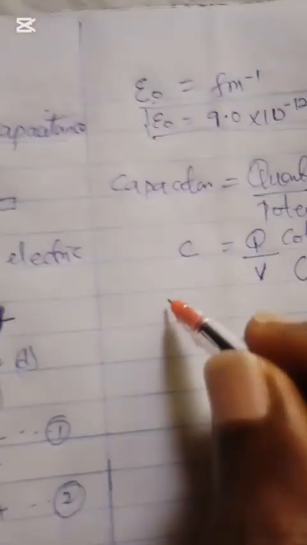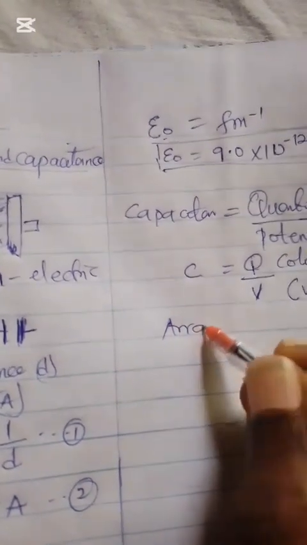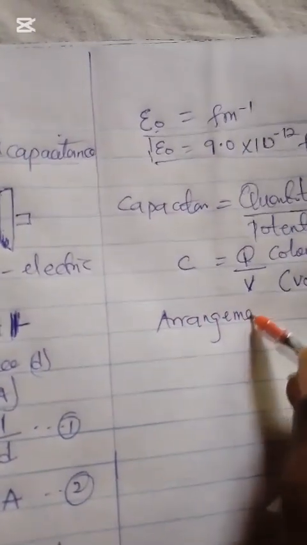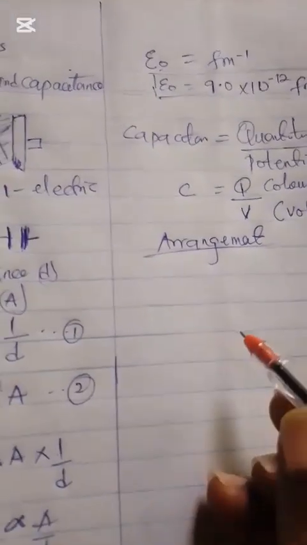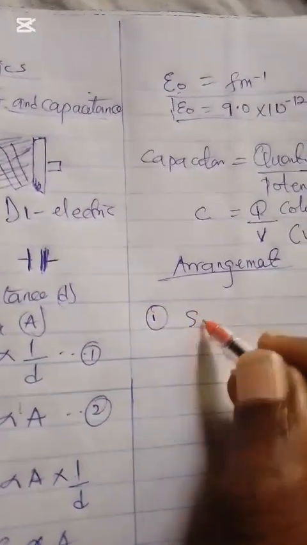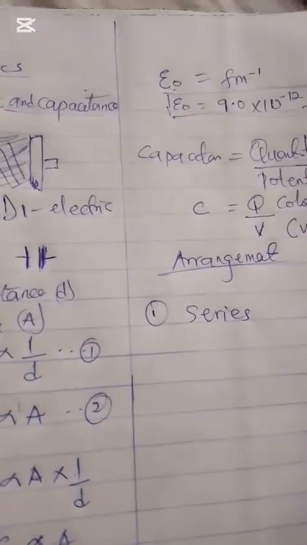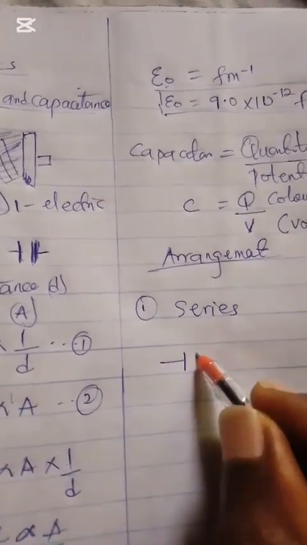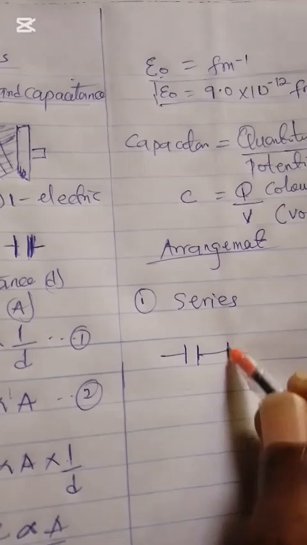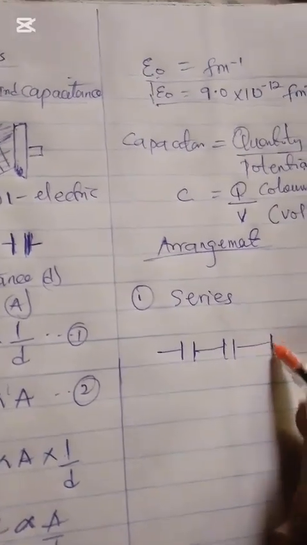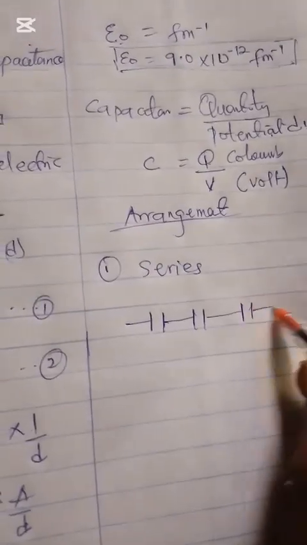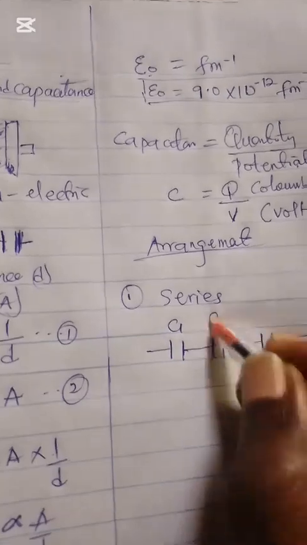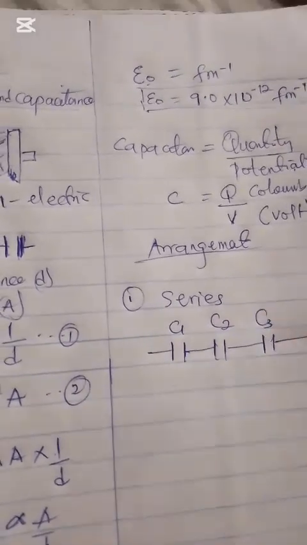The next thing we look at is arrangement of a capacitor. How do we arrange a capacitor? We have two major ways of arranging a capacitor. The first is series arrangement. If you arrange the capacitors in series, it looks like this. You can call it capacitor 1, capacitor 2, capacitor 3.